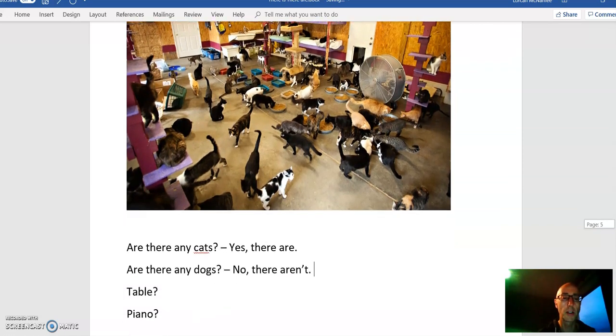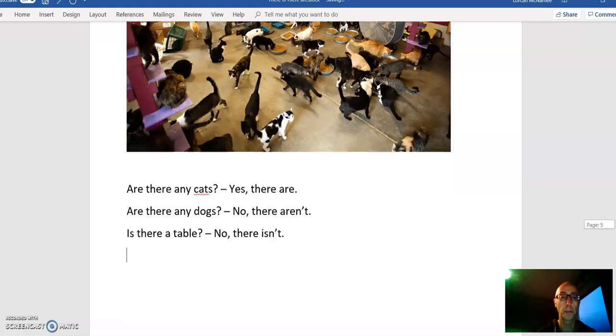So the next question is a table. Now, is the table singular or plural? Is it one or many? A table is one. So we can't use are there. We have to use is there. Is there a table? And if you look closely, you will see no. No, there isn't. There's no table in the picture. We leave piano for now.